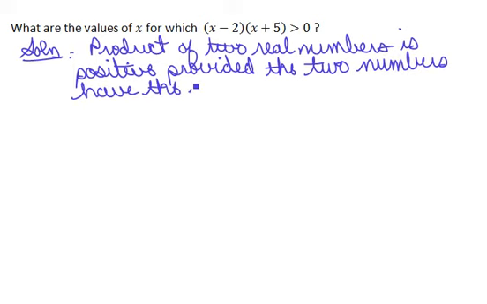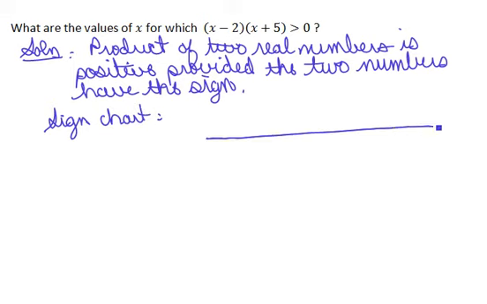So if we're looking for where these two numbers would have the same sign, one way that we can do this is using what we call a sign chart. So basically, we're going to look at a number line, and on that number line, we're going to look at the two expressions, x minus 2 as one number and x plus 5 as the second number, and figure out the sign of those expressions.